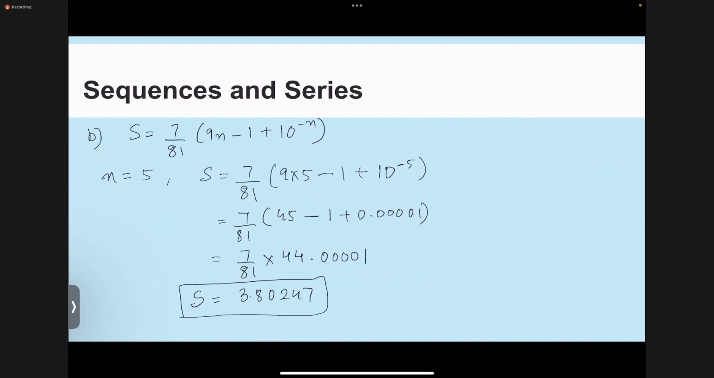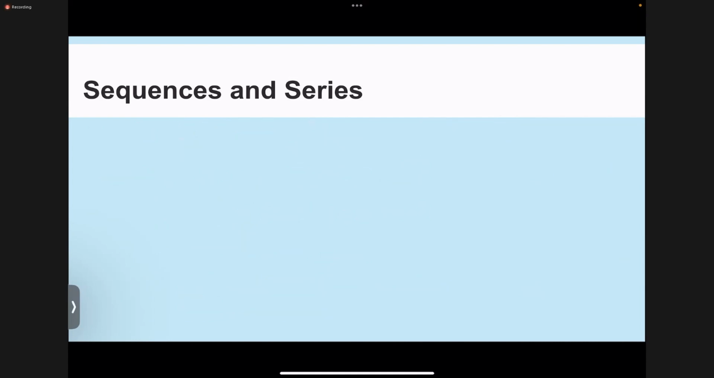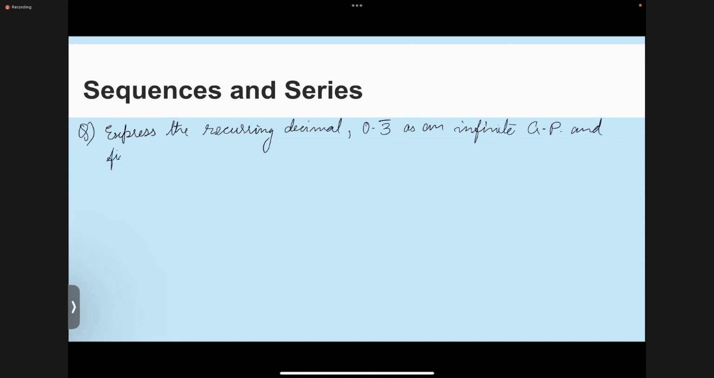Okay, so let's take another question. Express the recurring decimal 0.3 bar as an infinite GP and find its rational value.